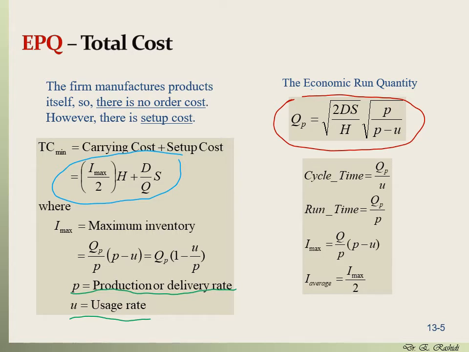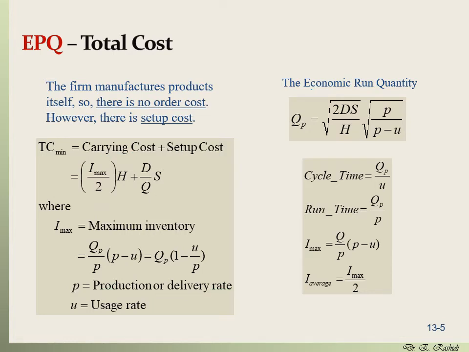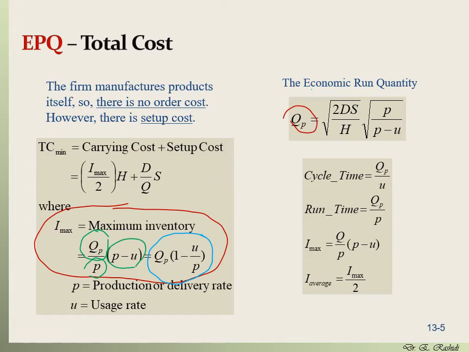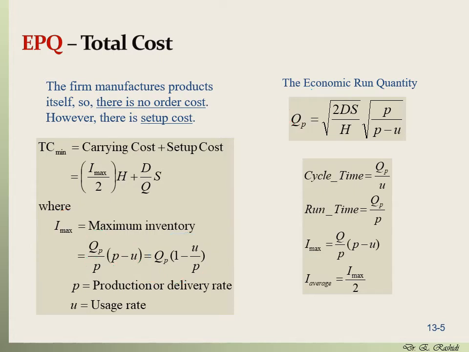All right, so let's go back to Imax. How do you find Imax? Well, this is the formula for Imax. After you find the optimal production quantity using this formula, Imax is equal to the optimal quantity QP divided by the production rate multiplied by P minus U. Or you can write it as the optimal production quantity QP multiplied by 1 minus U over P. U is the usage rate and P is the production rate. This means that the maximum level that you would have in the inventory depends on the quantity that you produce, the production rate and the usage rate. So these three components dictate how much inventory you would have.